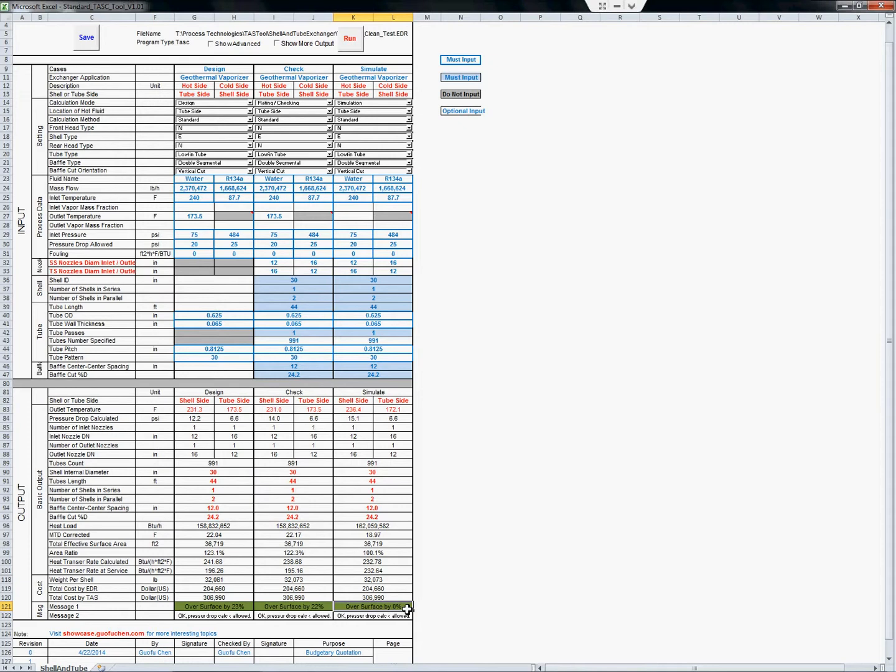With this tool, do you think you can design, check, or simulate shell and tube exchangers in just 1 minute? You surely can.